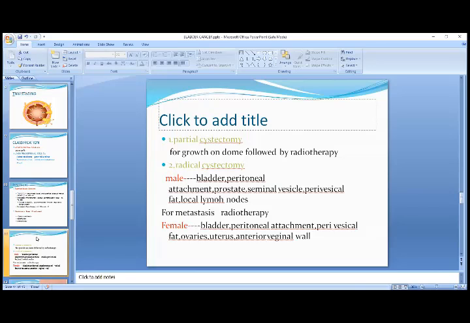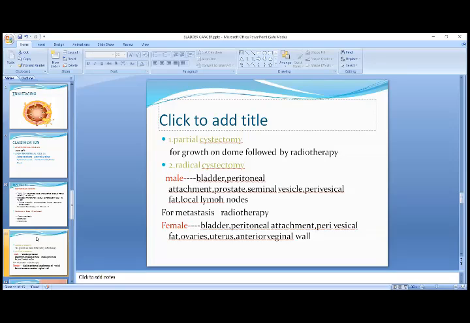Next is radical cystectomy in male. These are the organs which you will have to remove in radical cystectomy. In male, you will have to remove the whole of the bladder, peritoneal attachments, prostate, seminal vesicles, perivesical fat, and local lymph nodes. So this is called radical cystectomy. All of these things are removed en bloc in case of radical cystectomy.